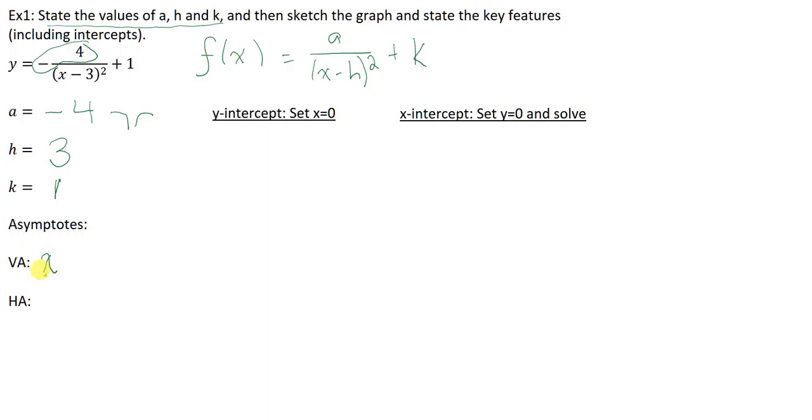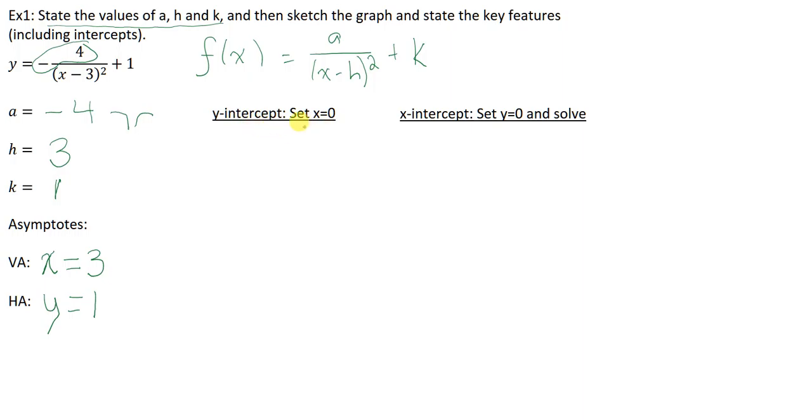So our vertical asymptote, remember, it's always of the form x equals h. So in this case 3. And our horizontal asymptote is always of the form y equals k, so y equals 1. Okay. We do have enough to do a basic sketch of the graph right now. Okay, so we know where our asymptotes are. It's in the bottom half, so we kind of get a good sketch. But it does ask us to state the key features, including the intercepts. So we're going to go through, identify the y and x intercept, okay, if they exist.